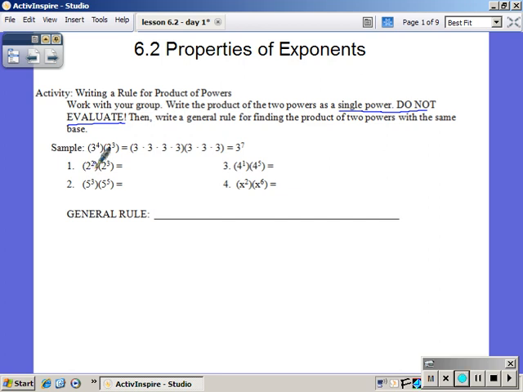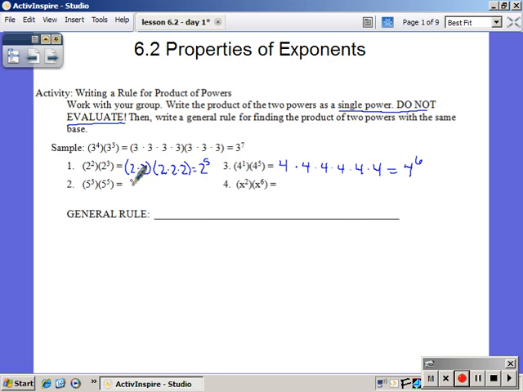So 2 to the 2nd would be 2 copies of 2, and then I have 3 copies of 2. How many copies of 2 do you have total? 1, 2, 3, 4, 5. So that would be 2 to the 5th. For number 3, 4 to the 1st means 1 copy of 4, and then I have 5 copies of 4. So there's 1, 2, 3, 4, 5. How many total then do I have? 6 copies of that base 4.